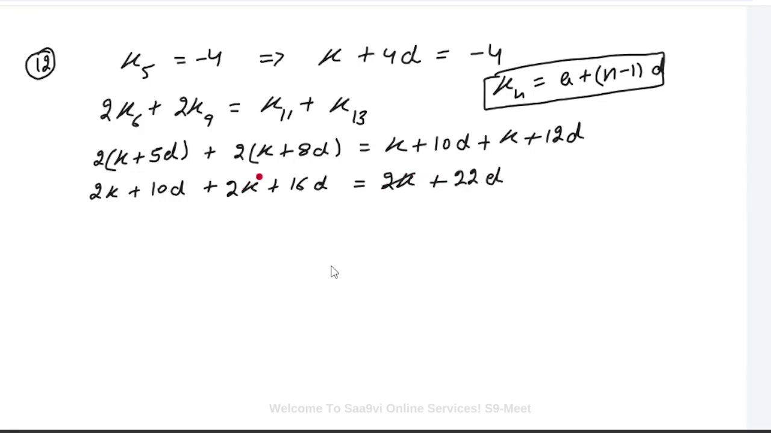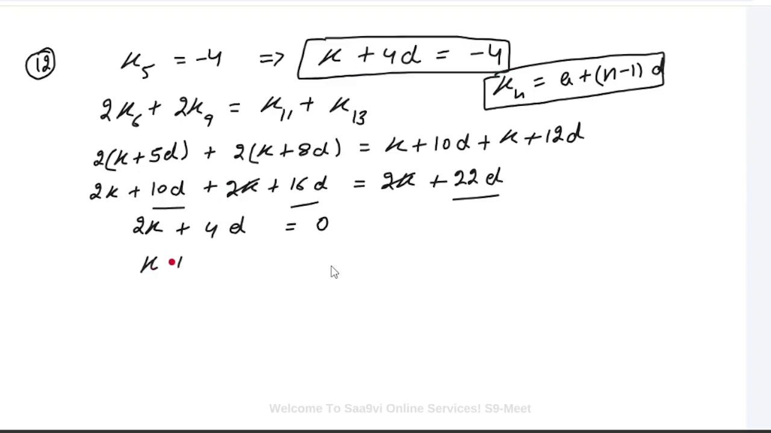Now this 2x will get cancelled with this 2x. I'll get 2x, 10 plus 16, 26, 26 minus 22, that is 4d, that is equal to 0. Or I can say x plus 2d. Oh, we don't need to write it even, because if I see the first equation I have, that is x plus 4d. So I'll just use this equation here now. This is minus 4. Now just subtract the second equation from the first. So I'll get 2x minus x is equal to x is equal to 4.